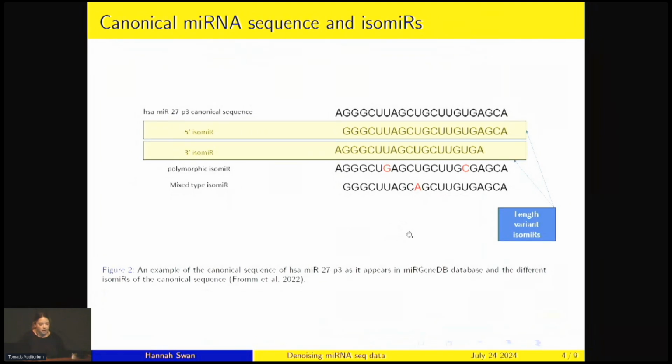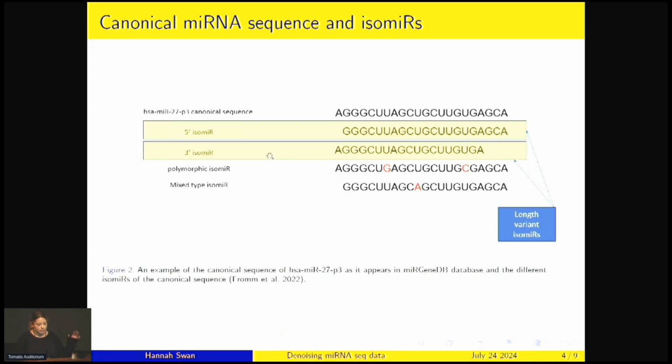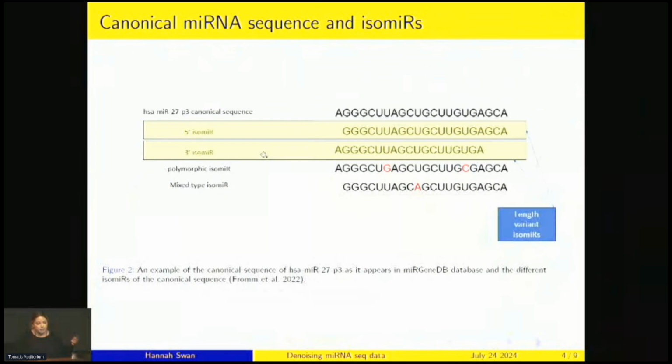And so when we are working with the count data, if we have counts of these length variant isomiRs, they may have arisen from a biological phenomenon in the cell and have actually been synthesized through the synthesis pathway, or they may arise due to errors in the sequencing process, and therefore they can dilute the signal when we're doing a differential expression analysis at the sequence level.